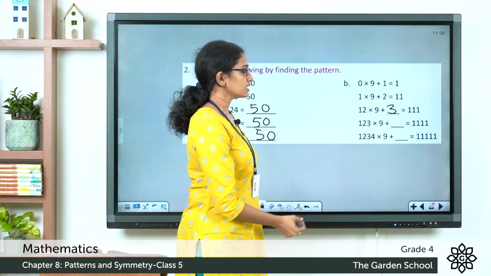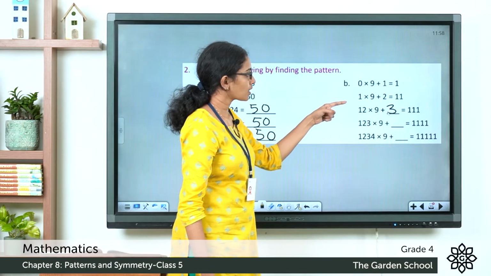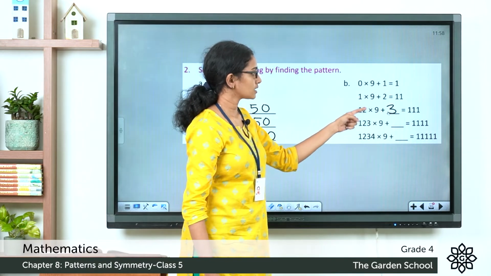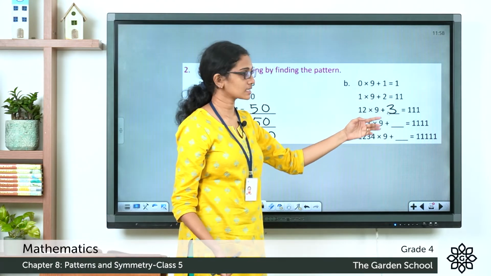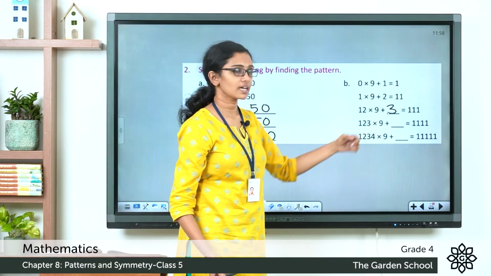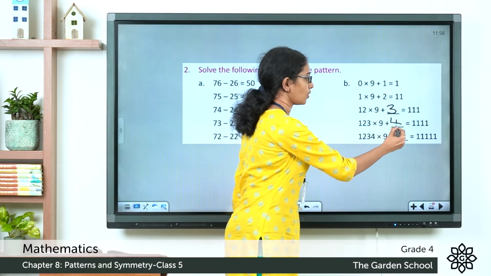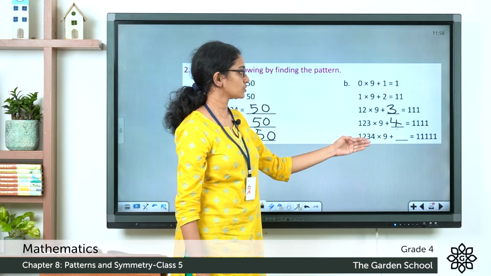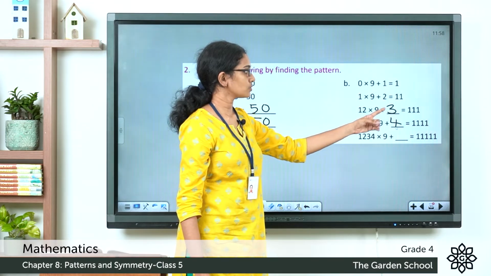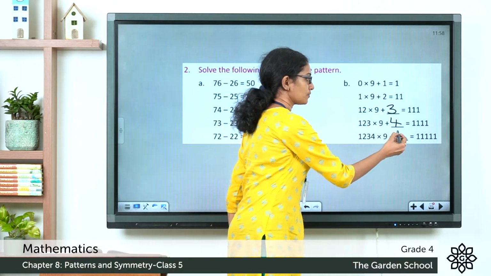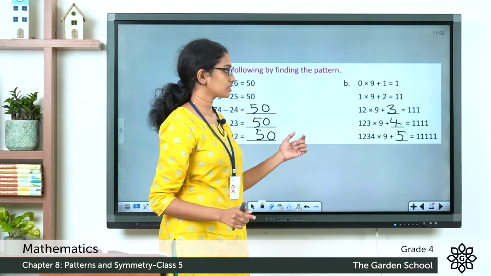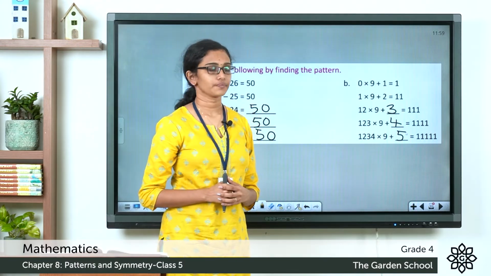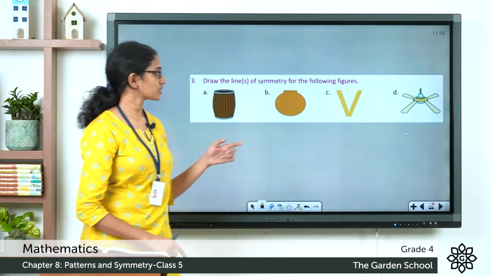So, the next line would be, observe the numbers 0, 1, 1, 2, then 1, 2, 3, 1, 2, 3, 4. And here, the multiplier into 9 remains the same. 1, 2, 3. So, here it would be 4. Then the answer is 1111. Now, in the next line, 1, 2, 3, 4 into 9 plus 1, 2, 3, 4. Here it would be 5. You can calculate the numbers to verify the answers. You can verify this answer with actual calculation. Hope you are clear with these questions. Let's move on to the next one.